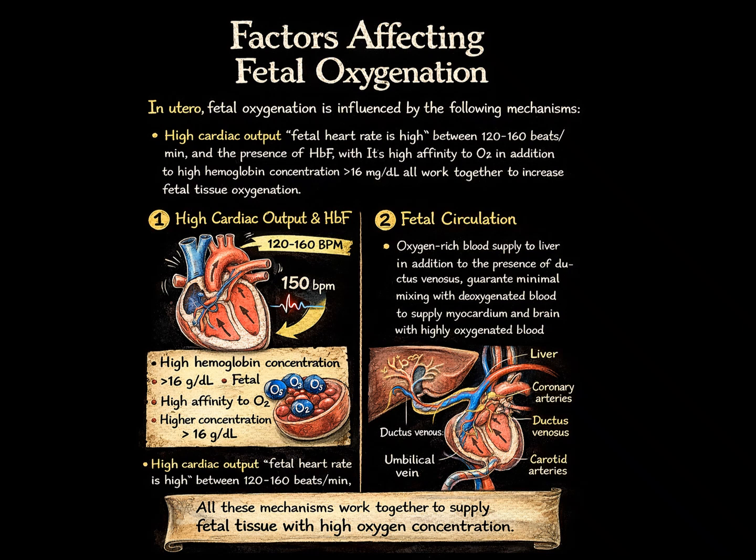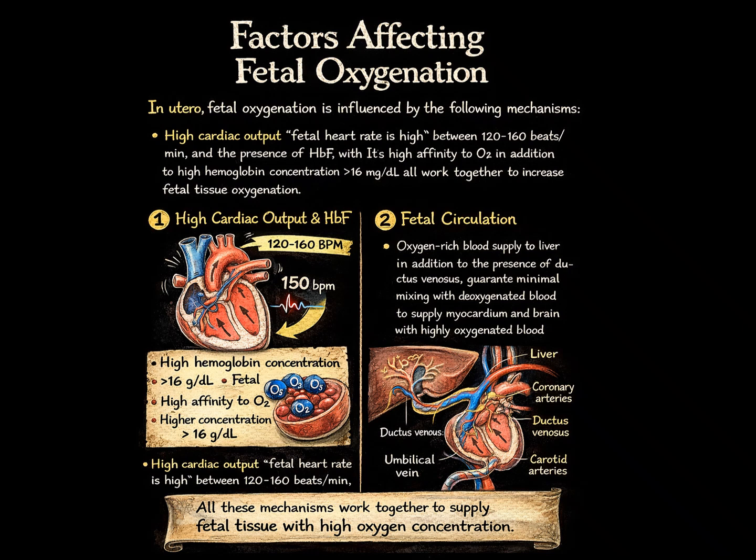During intrauterine development, the fetus exhibits a high cardiac output, with fetal heart rate typically ranging between 120 to 160 beats per minute. Additionally, the presence of fetal hemoglobin, which has a high affinity for oxygen, and high hemoglobin concentration, more than 16 milligrams per deciliter, collectively enhance oxygen delivery to the fetal tissue.